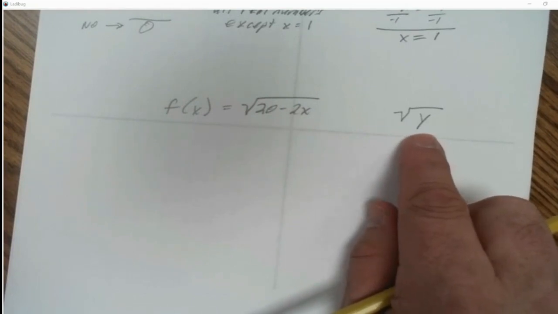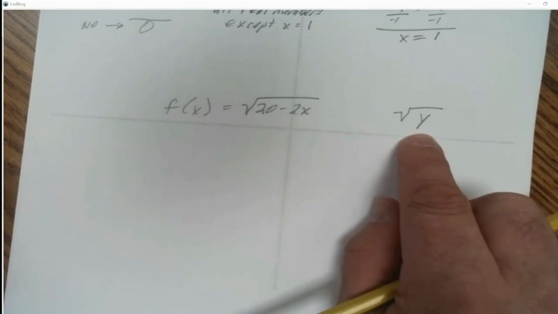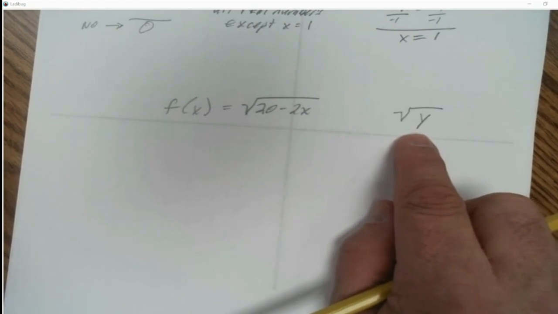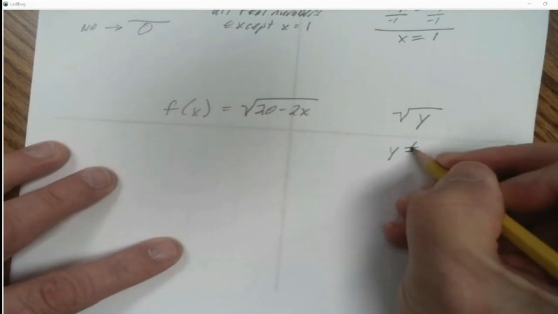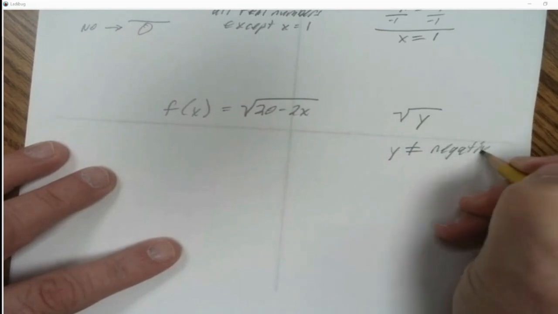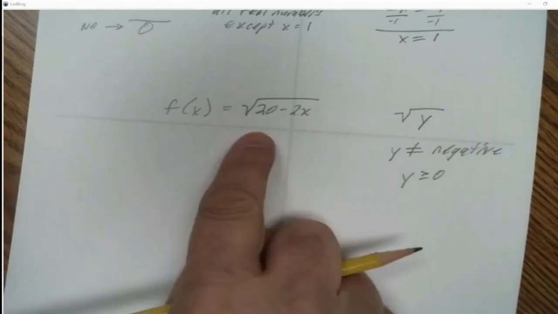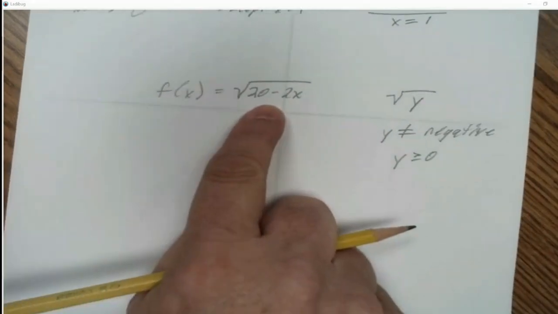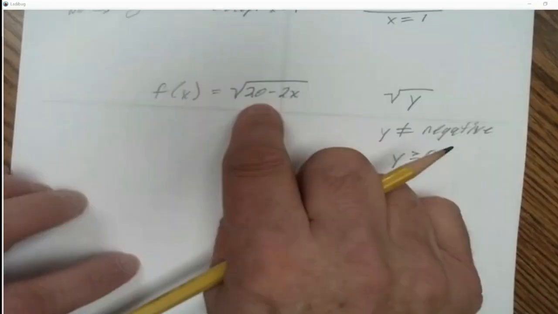Negative 9. What's the square root of negative 9? Well, it's not negative 3 because negative 3 times negative 3 is a positive 9. It doesn't get you back to negative 9. It's not 3 times 3 because that's positive 9. There's no way you can get a negative number when you multiply the same number by itself twice. Y cannot be negative. Y has to be greater than or equal to 0. So anytime this is negative, it's invalid. So this has to be at least 0.